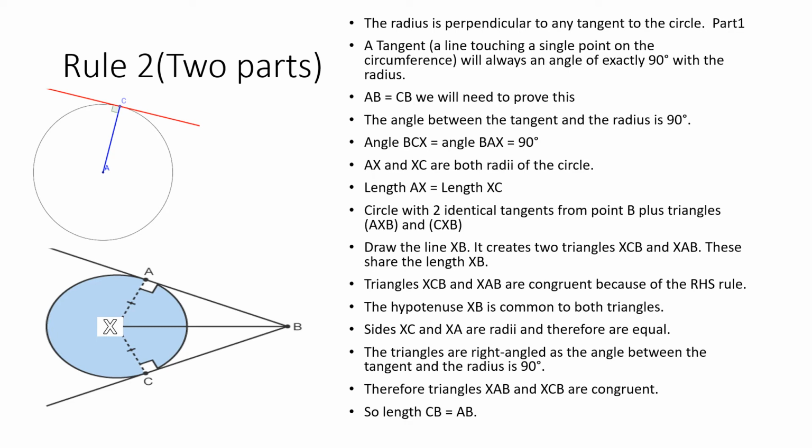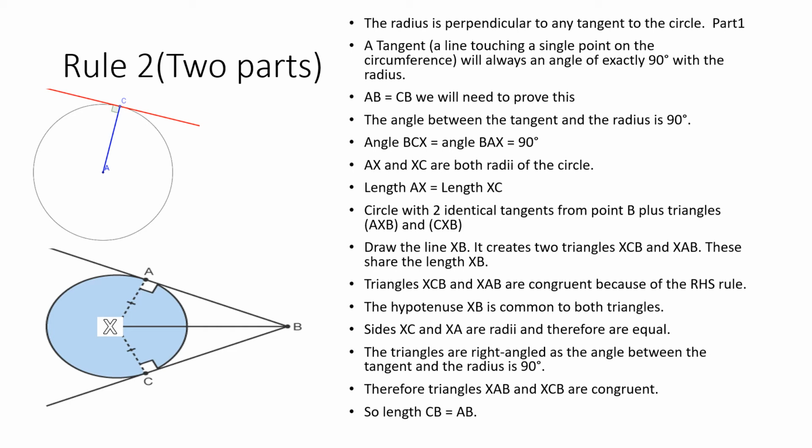And also the circle has two identical tangents from point B. That's what this is with the triangles AXB and CXB. To actually prove it, we have to draw the line XB to create two triangles XCB and XAB. These share the length XB. So the triangles XCB and XAB are congruent because of the RHS rule, which means that the right angle, one side, and the hypotenuse are the same in both triangles.